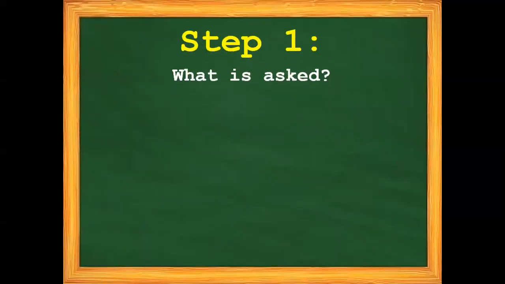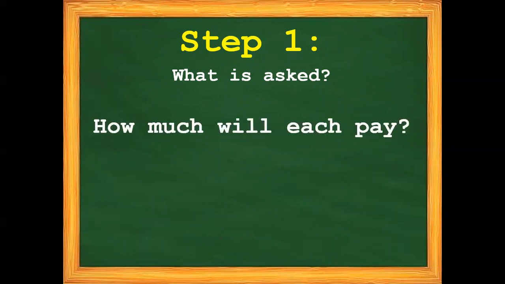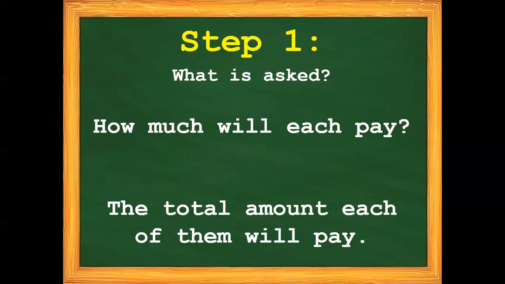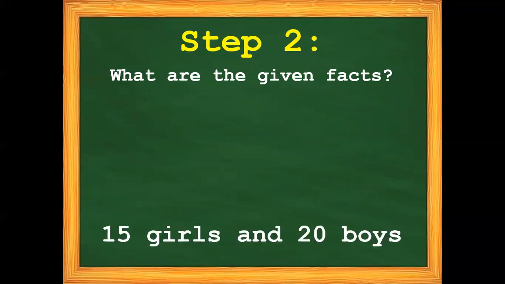Step number 1, what is asked? Anyone? Yes? Correct. How much will each pay? Another answer. Very good. The total amount each of them will pay. So after we know what is asked in our problem number 2, let us now proceed with step number 2. And step number 2 is, what are the given facts? So what are the given facts? Can you give one? Yes?